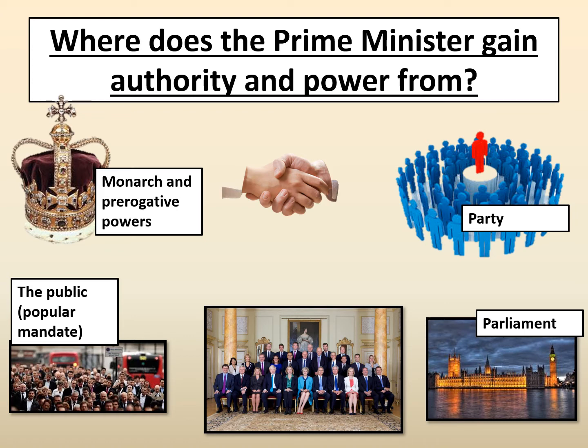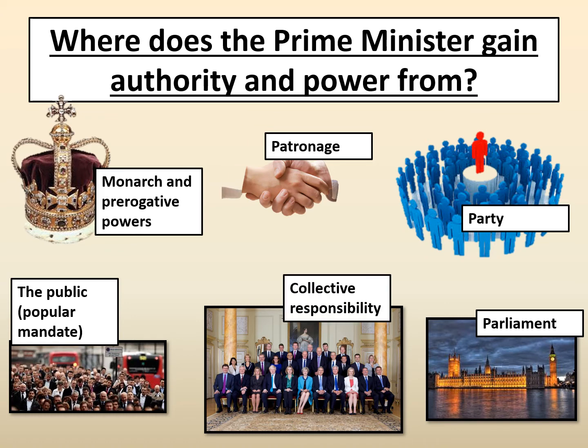Next, we can say Parliament. Parliament also gives the Prime Minister authority. They recognise him or her as a parliamentary leader, and they recognise their role in the House of Commons. Patronage is another. The Prime Minister has the power of patronage and has authority based on their power to hire and fire people in their government. So the Prime Minister is able to use their patronage to select who gets to have a ministerial position.